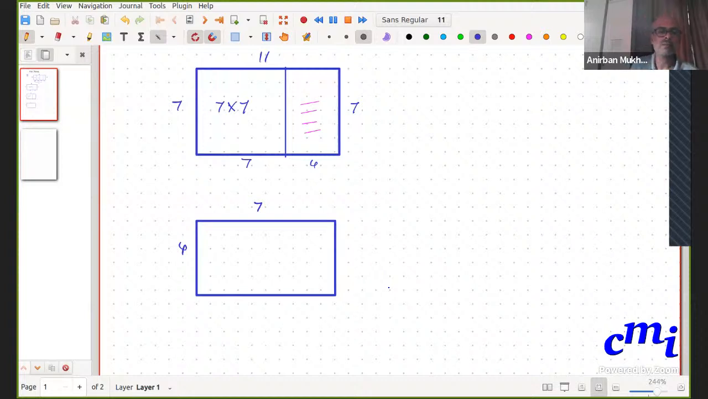So this is again a 4 cross 4. You can't fit more than 4 cross 4. So let's draw it somewhat like this. This is 4 cross 4, and whatever remains is 3 cross 4. So 3 cross 4 remains.